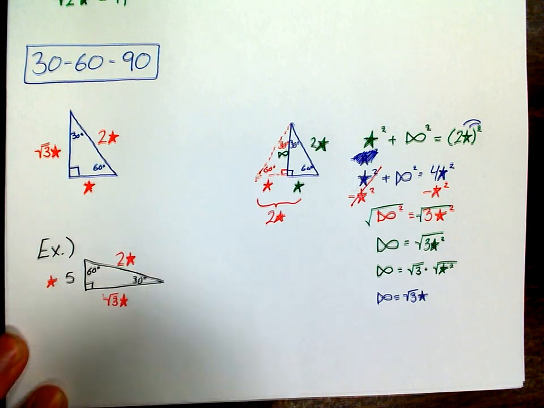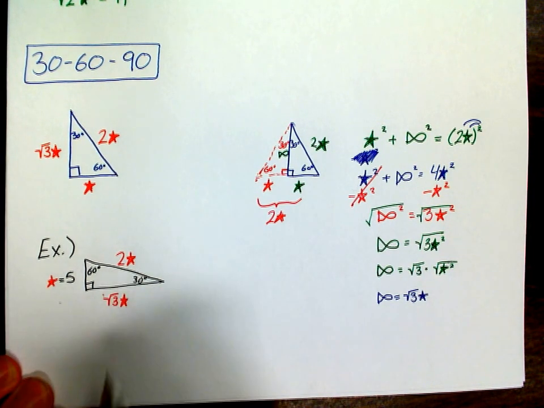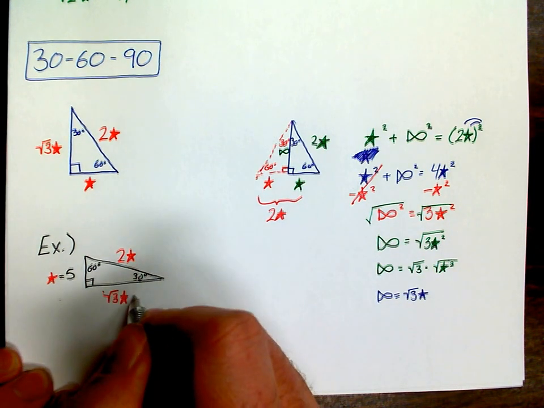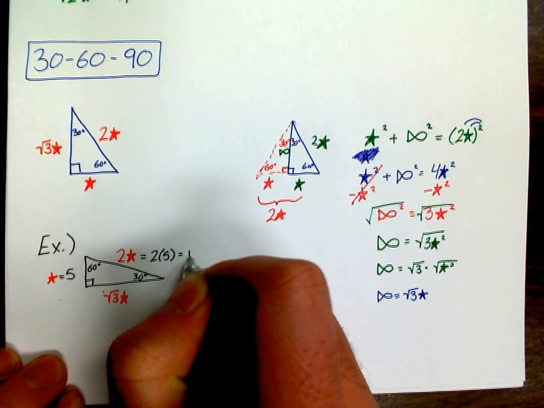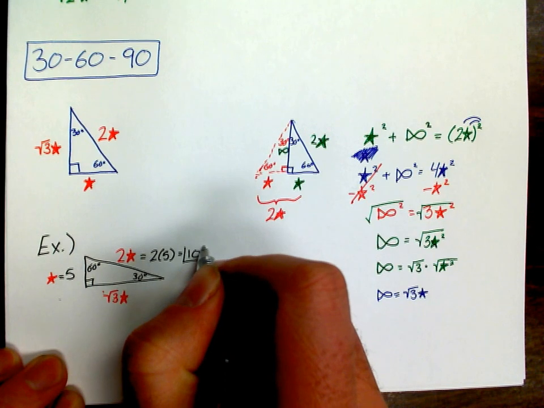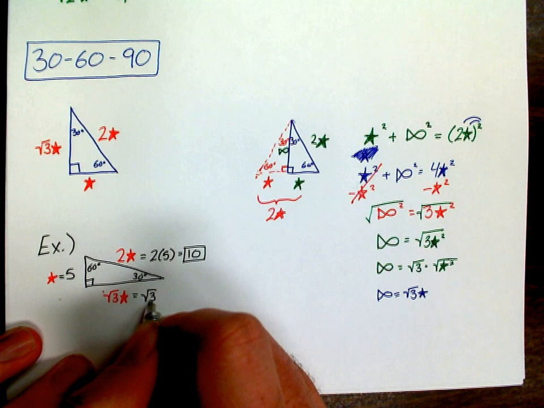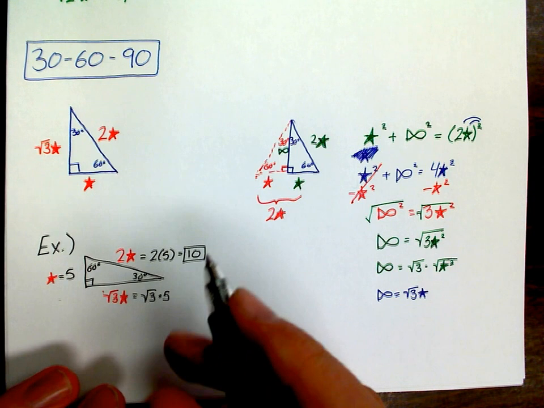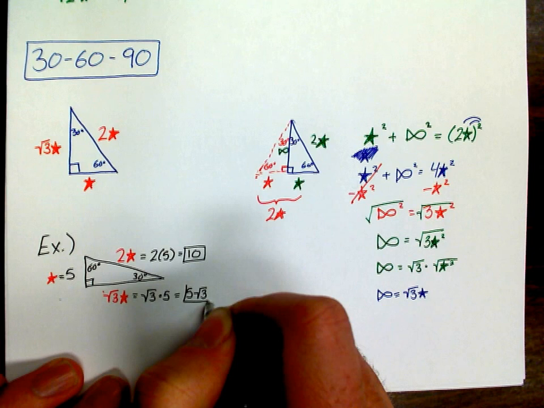Notice that since I labeled these, that means that star is equal to 5. So everywhere there's a star, I'm just going to replace it with 5. I know that 2 times star is the same as 2 times 5, which just equals 10. So one of my answers is 10 for the hypotenuse. And then this one here is the square root of 3 times 5, which, I don't want decimals again, so about all I can do to clean that up is make that 5 square roots of 3. And there's my other side. Pretty simple if you know the rule.